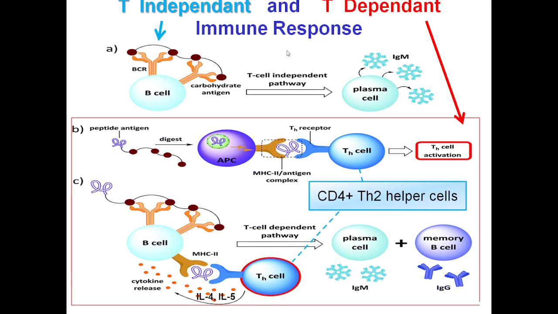In this case, without T helper cells, without cytokines of these cells, the plasma cell replicates and produces immunoglobulins class M. Only immunoglobulins class M, not G. But for the vast majority of antigens, for example, antigenic peptides, for proteins, the immune response must be T dependent.